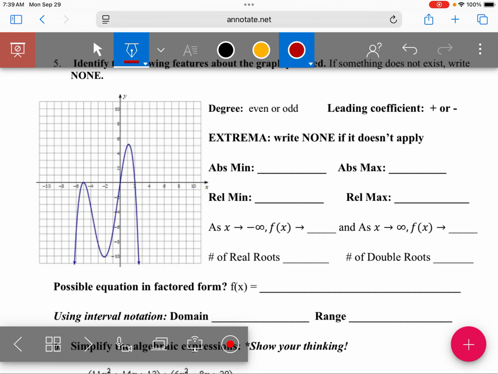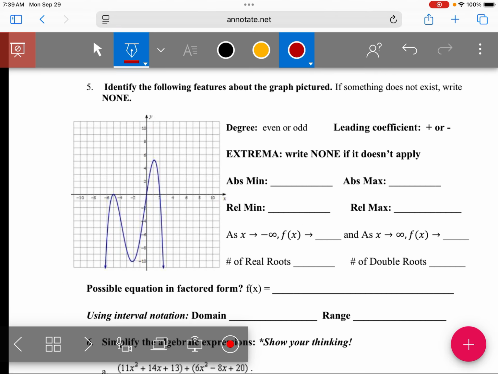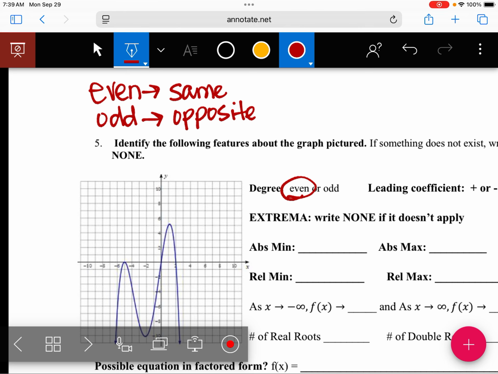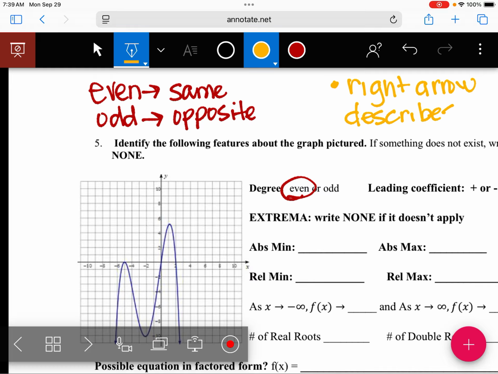All right, so even or odd, what do we think? Even. So remember, if it's the same direction, it's even. So I'm going to write this at the top. Maybe you want to write this. Even is going in the same direction. Odd, opposite. That's important. And then the second thing is that the right arrow describes the leading coefficient. I'm going to abbreviate that as LC.